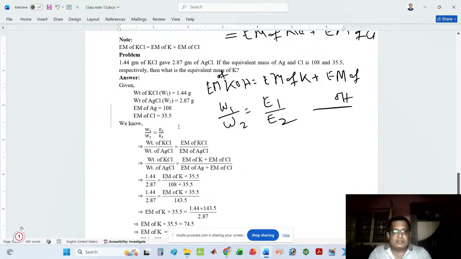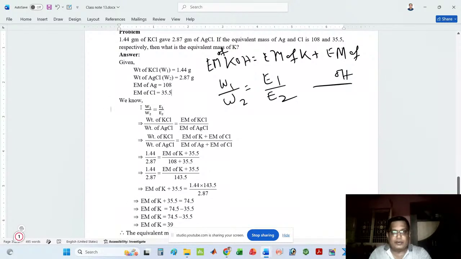According to the metal displacement formula, W1 by W2 is equal to E1 by E2. Now I write weight of KCl instead of W1 and weight of AgCl instead of W2, equivalent mass of KCl instead of E1, and equivalent mass of AgCl instead of E2. Finally, weight of KCl divided by weight of AgCl is equal to equivalent mass of KCl divided by equivalent mass of AgCl.